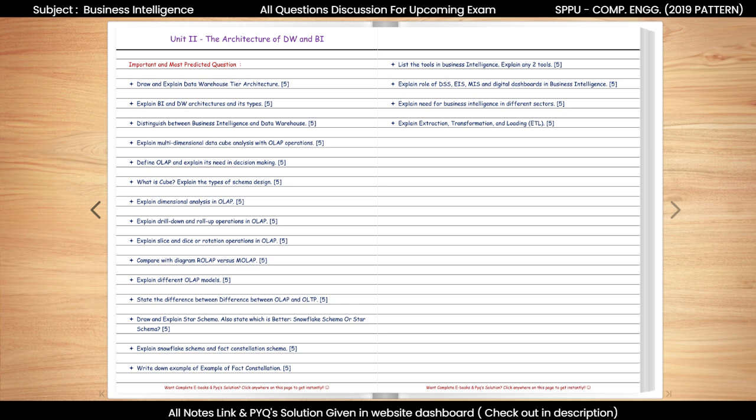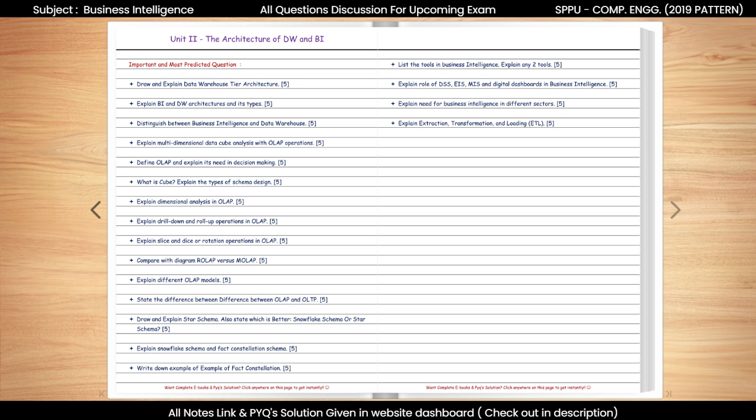Now, let us move on to our next important topic, star schema. From this topic, we can expect questions such as, draw and explain star schema. Also state which is better, snowflake schema or star schema. Star schema has a central fact table connected to dimension tables. If I explain the diagram in words, imagine a star shape where the fact table is at the center and dimensions radiate outward. Star schema is simpler and faster than snowflake schema, making it more commonly preferred.